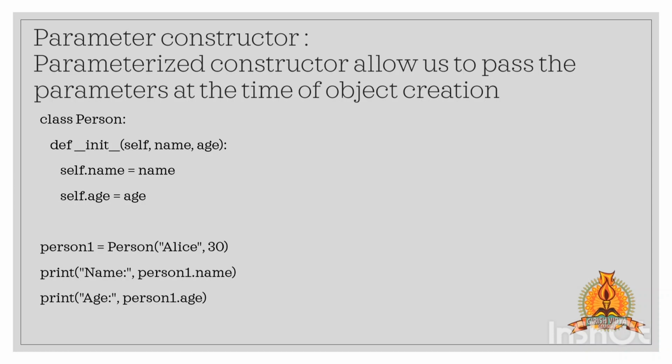Then move on to the parameter constructor. A parameterized constructor allows us to pass the parameters at the time of the object creation. At the time of object creation only, we pass the parameters inside the object. In this example, we are passing the parameters name and age and storing that name and age inside self, taking an example of person1, whose name will be Alice and age 30. Here we are storing the person's name as person1.name and age as person1.age. Then our output will be name Alice and age 30.